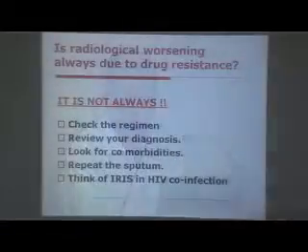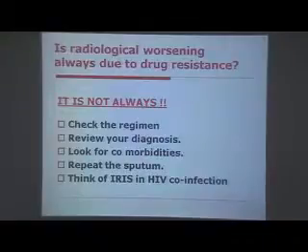Is radiological worsening due to drug resistance? Again, it is not so. You have to again check the regimen, because there is another problem. The patient will be referred with an X-ray taken every week, 4 or 5 X-rays. They would have started ATT only a month or so ago, but the patient will have at least 4 or 5 X-rays with him. That should not be done. Repeating an X-ray for a TB patient before 6 weeks of proper treatment is not correct.